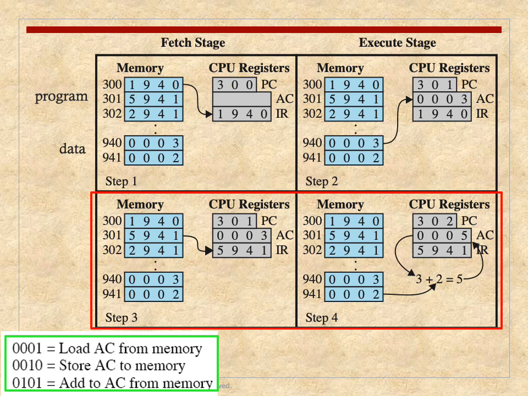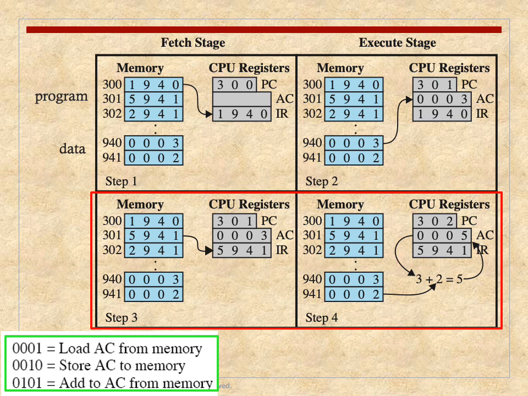The address part of our addition instruction to be executed is 941. So the data that is stored at memory address 941 shall be added to the content of the accumulator, and the result should also be stored in the accumulator. The memory content at 941 is the number 2, and the content of the accumulator is the number 3. So if we add 3 and 2, we get the number 5, and 5 will be stored in the accumulator register.